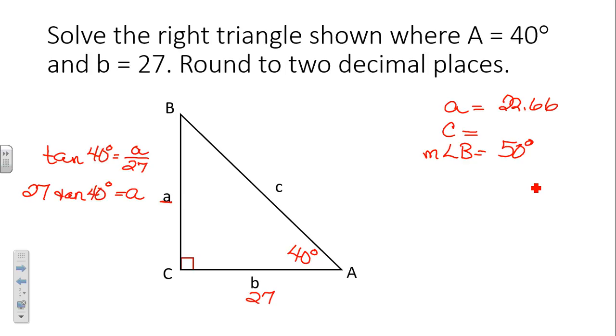Does that seem like a reasonable side A? Absolutely. Actually, my triangle's probably not drawn properly. This looks like it should be the 50-degree angle, and that should be the 40, but it's a reasonable answer. Now we need to find side C. Whenever I do these, I try not to use the 50 degrees or the 22.66 that I just found. I try to use the ones that I've been given. So I was given 40 degrees adjacent, and I'm trying to find the hypotenuse, so cosine. Cosine of 40 degrees will be equal to the adjacent over the hypotenuse.